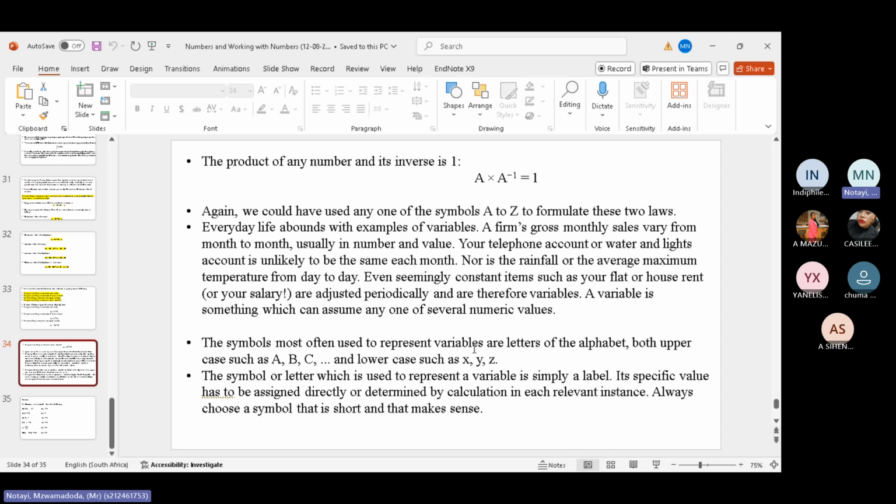The symbols most often used to represent variables are letters of the alphabet, both uppercase, such as A, B, and C, and lowercase, such as X, Y, and Z. The letter used to represent a variable is simply a label. Its specific value has to be assigned directly or determined by calculation in each relevant instance. Always choose a symbol that is short and makes sense.